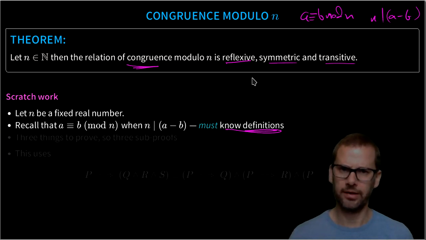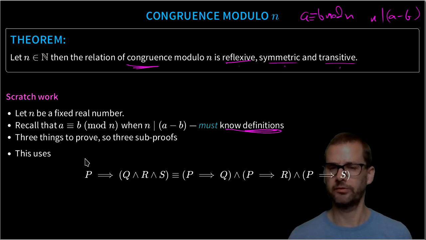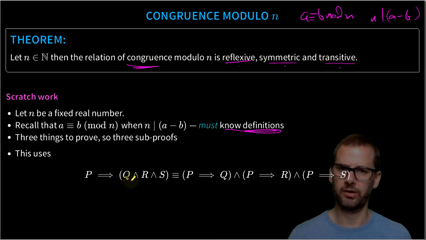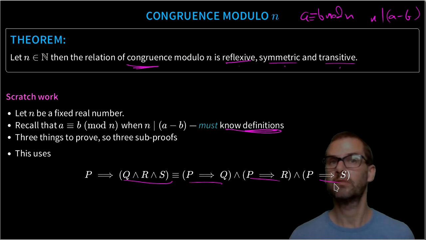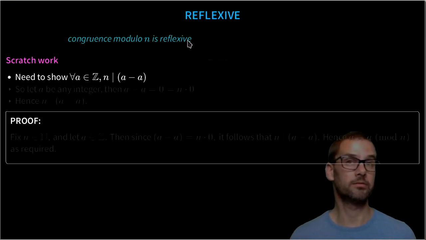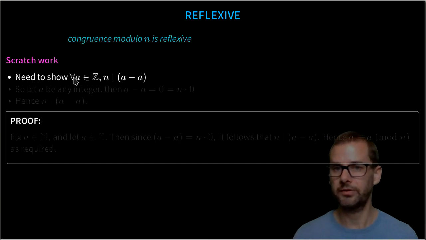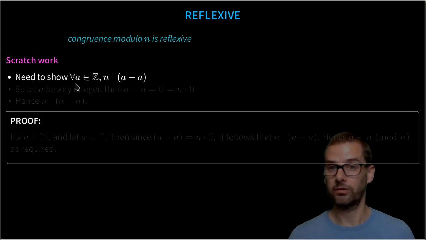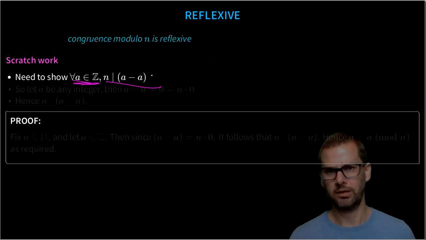So there are three things to prove here: reflexive, symmetric, transitive. So we really have three subproofs. And this is kind of using, if P implies three things, first one, second one, third one, then we can write the proof like this: first proof, and the second proof, and the third proof. So that's what we're going to do now. Let's first prove congruence modulo n is reflexive. Some scratch work: first thing to do is to remember our definition of reflexive. It means that A is related to A. So for all integers A, we need to show that n divides A minus A, because that means that A is congruent to A. Now, well, this isn't so hard.